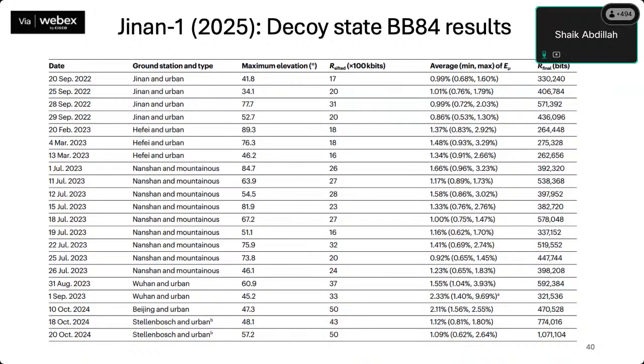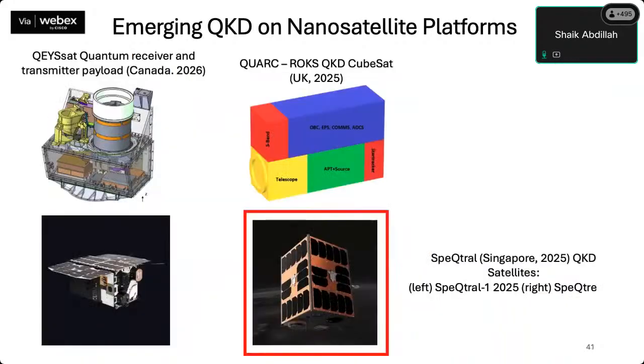So this experiment actually occurred in tandem with many other planned missions of compact QKD satellites, because you can imagine that having a low-cost QKD network, right, can actually enable more innovation and faster execution because of the lower overhead required. Because of that, there have been quite a few emerging QKD on nanosatellite platforms. So this includes platforms like CubeSats and microsatellites.